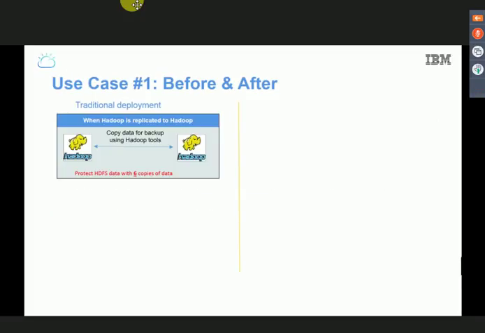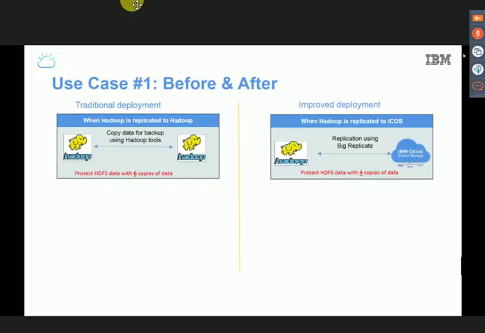Which is replicate. So traditional deployment, when Hadoop is replicated to Hadoop, we talked about we have 6 copies of data. What are we suggesting? We're basically saying, if you have Big Replicate, you can do Hadoop and replicate to an IBM Cloud Object Storage, which is on the cloud.